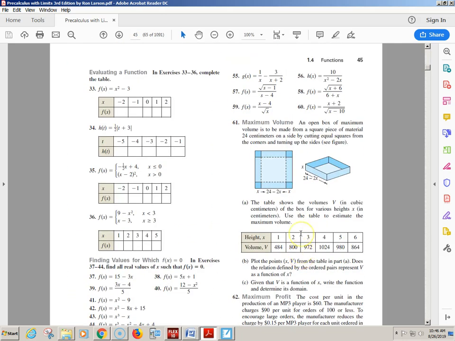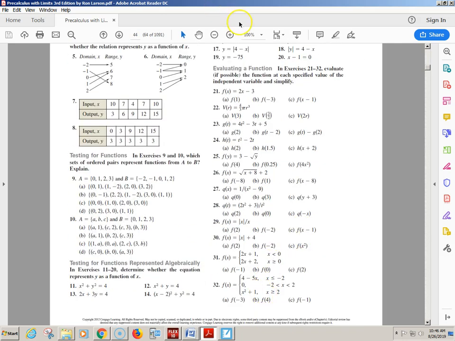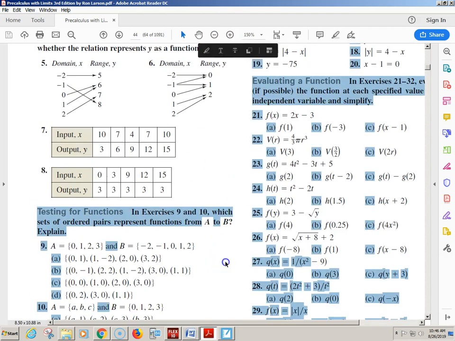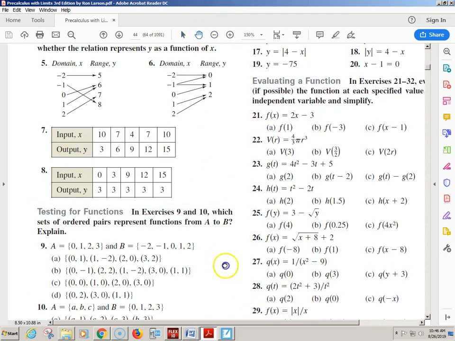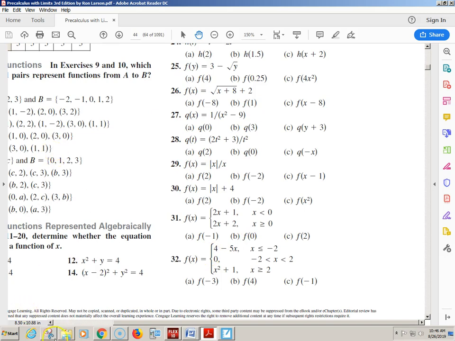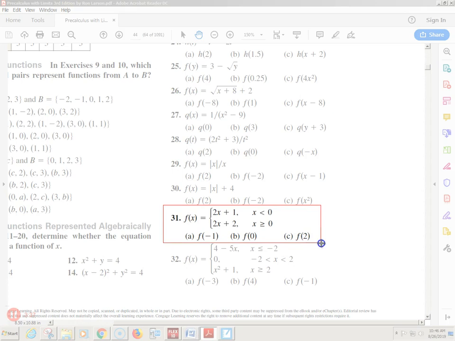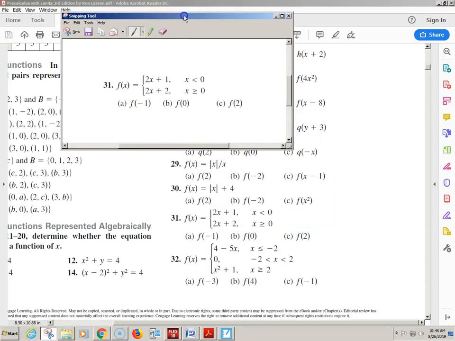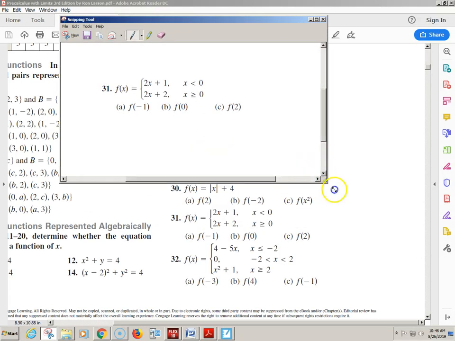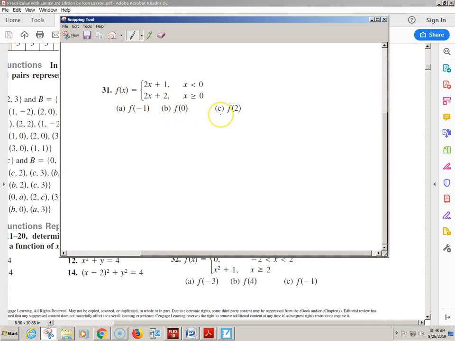Sid, 31? Okay, 31 was a piecewise function. I think you were just plugging in, right? Function notation, f of. Why did I say f of and make you guys say x? What are we supposed to think about when we look at the -1, the 0, or the 2? They are what kind of values? Independent. Good. Independent, aka x values.